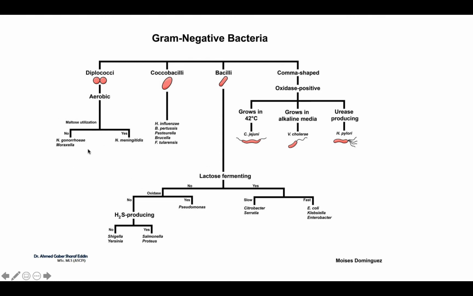The one in the brain will utilize maltose. So this is Neisseria gonorrhoeae. This is meningitis right here. Neisseria meningitidis, the one in the brain, and then the one that is not in the brain, gonorrhea or Moraxella, will not utilize maltose. Is it coccobacilli?